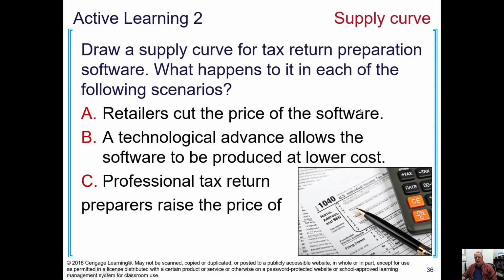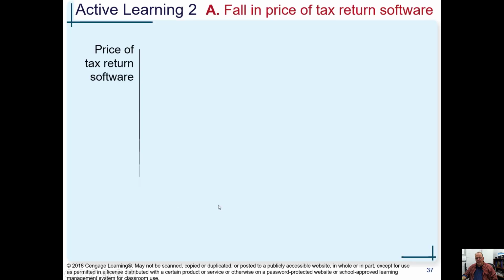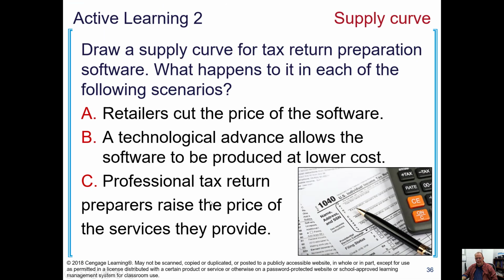Retailers cut the price of the software. That'll identify what we talked about earlier. The technological advance allows the software to be produced at lower cost. We know that's a shifter of supply. We know it's producing at a lower cost, so that curve is going to move to the right. Professional tax return preparers raise the price of the services they provide. That's a trick one. We'll see that in a minute.